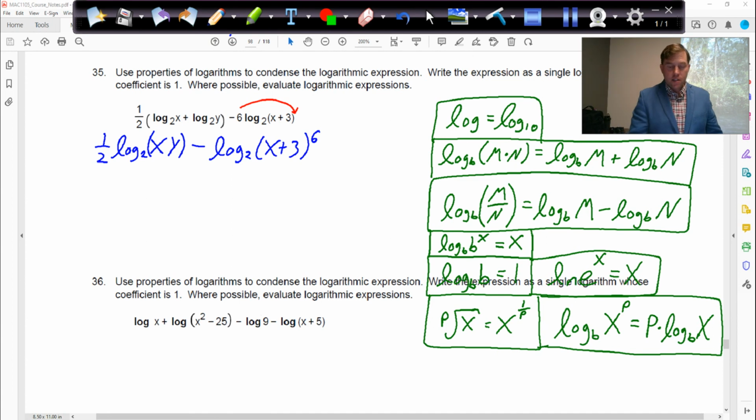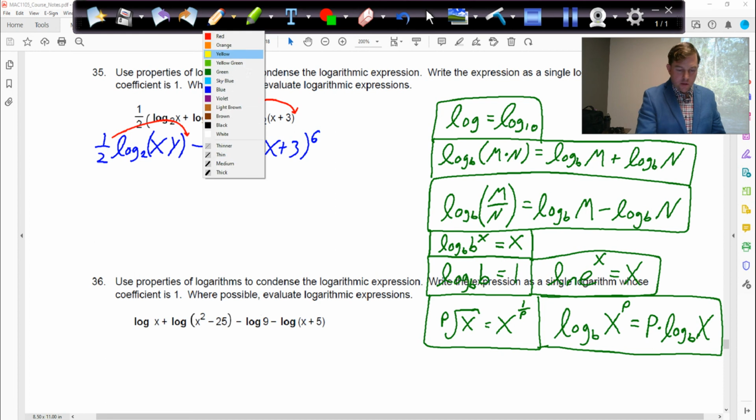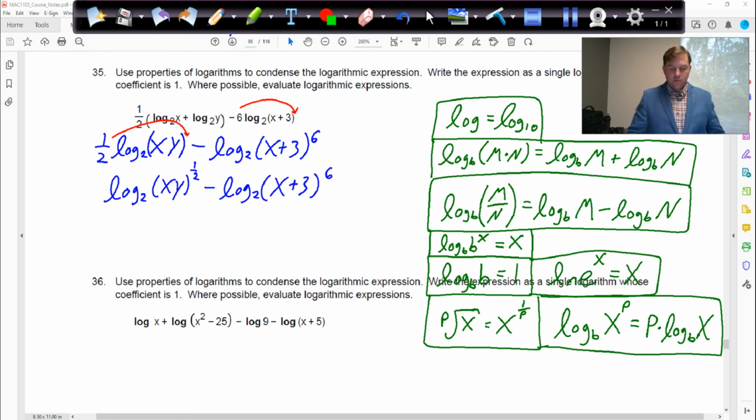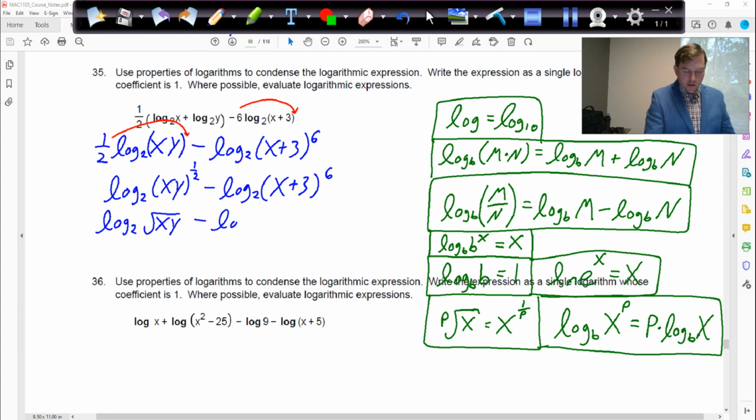And now in the next step, we are going to bring the 1/2 up, and we'll call this log base 2 of xy to the 1/2 power minus log base 2 x plus 3 to the 6th. And then we can recall again, 1/2 power is really the square root. So it's square root xy minus log 2 x plus 3 to the 6th.